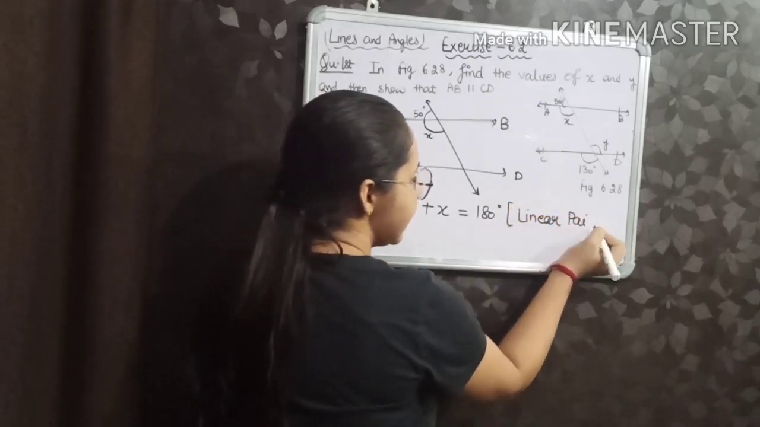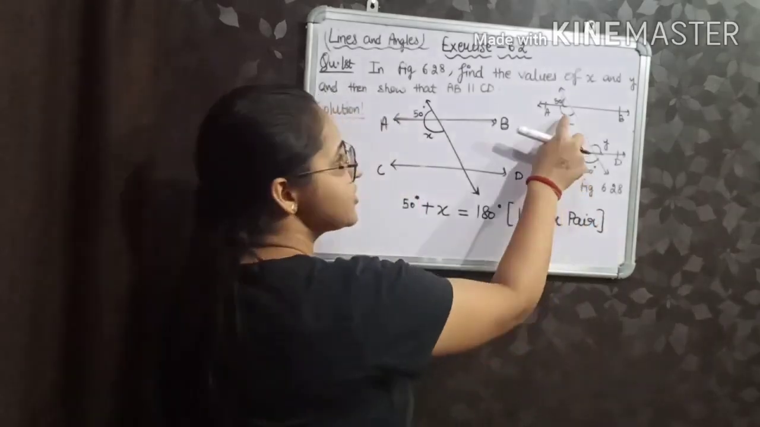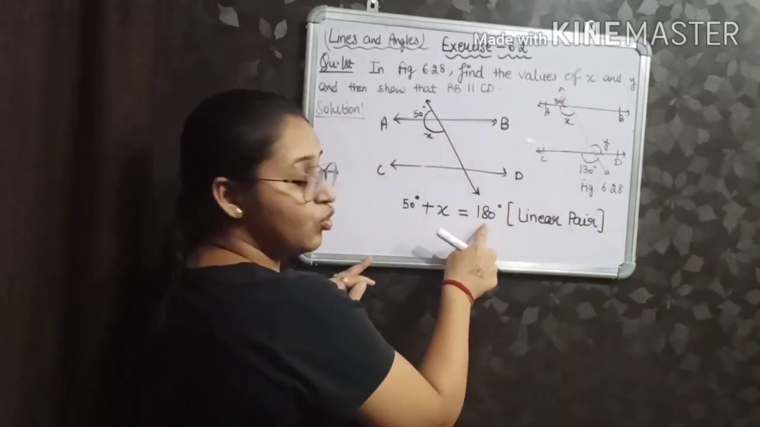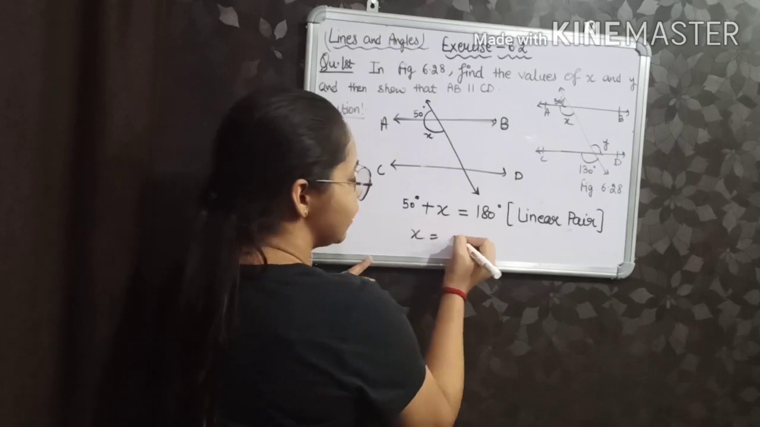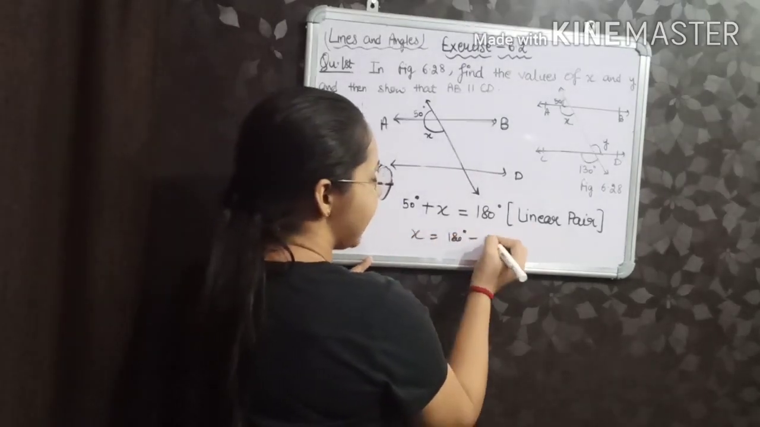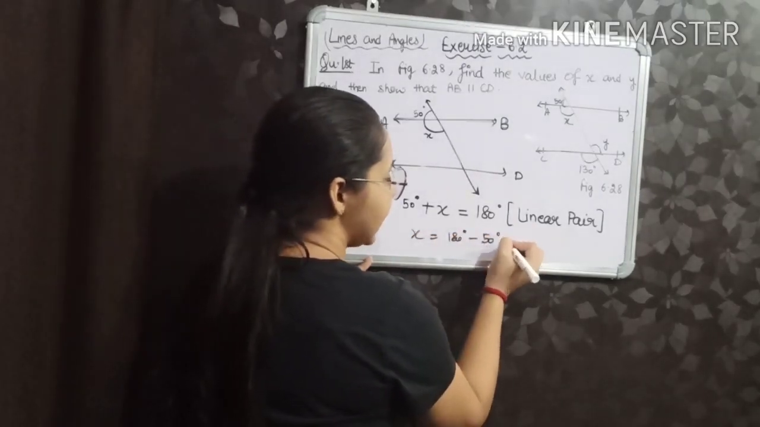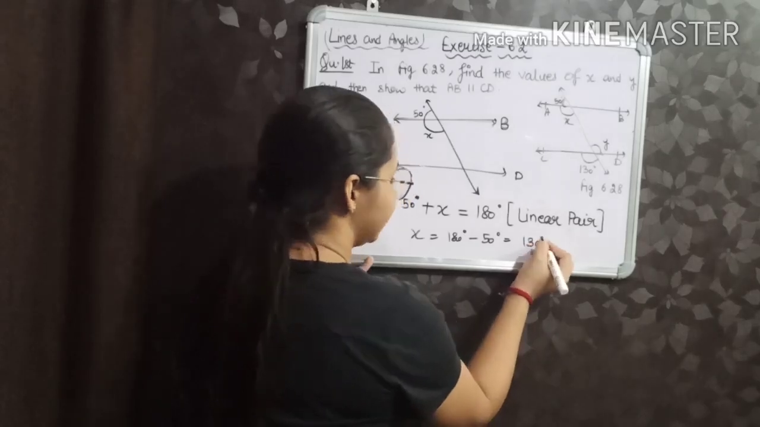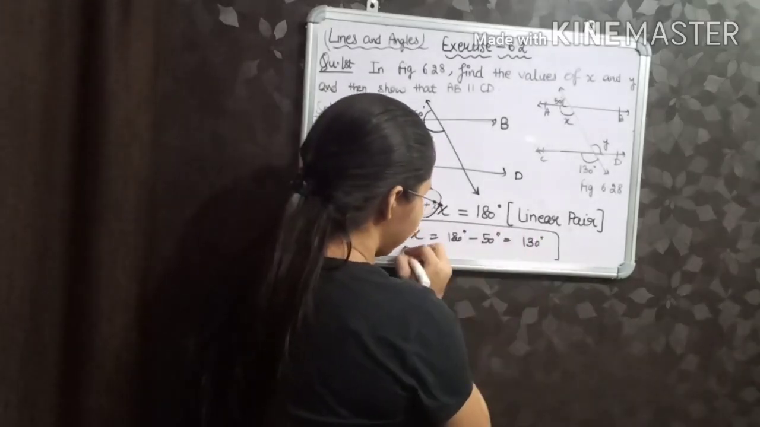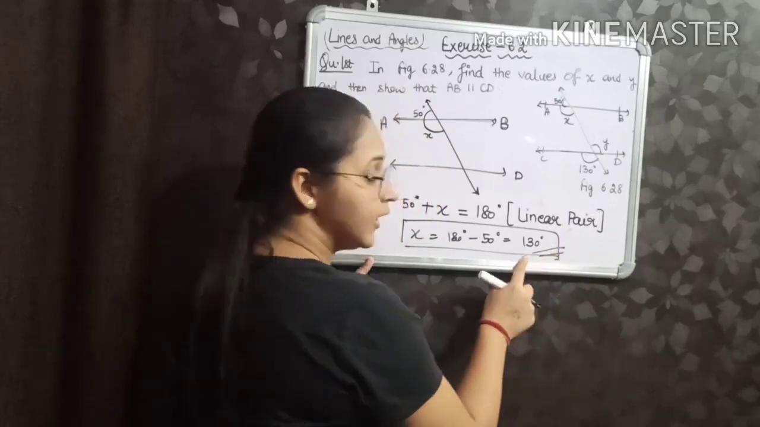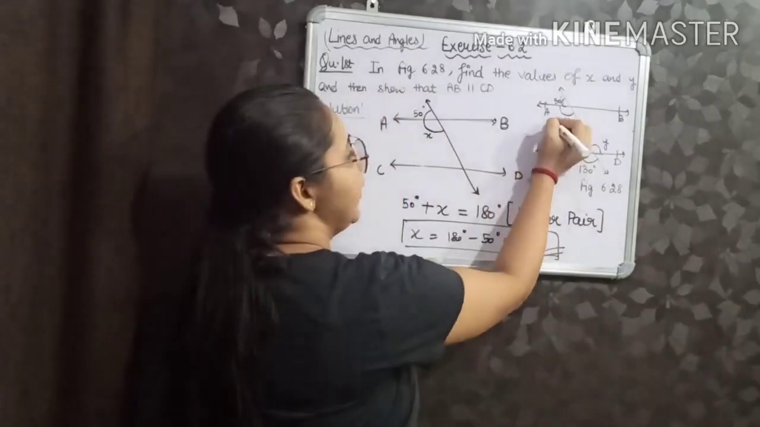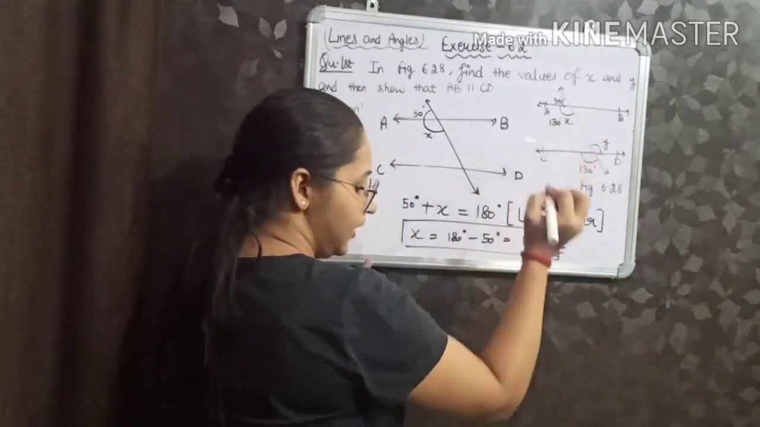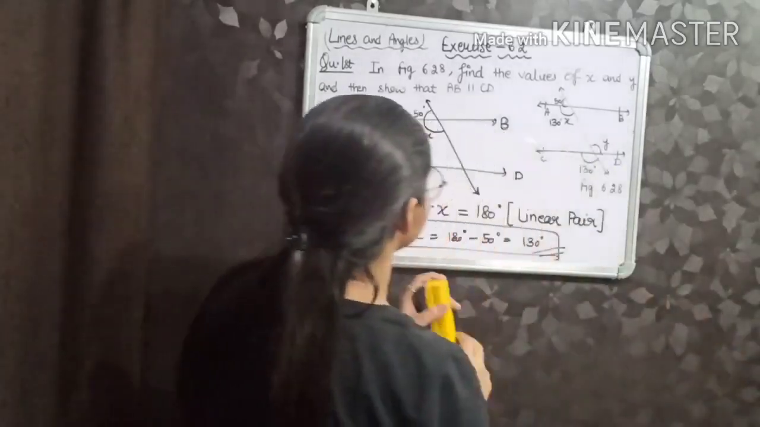Now you know that 50 degree plus x is equal to 180 degree, and reason is linear pair. Okay, understand? x plus 50 degree is equal to 180 degree. So x is equal to 180 degree minus 50 degree, and that will give you 130 degree. So the value of x is 130 degree. Okay, I am writing here 130 degree.